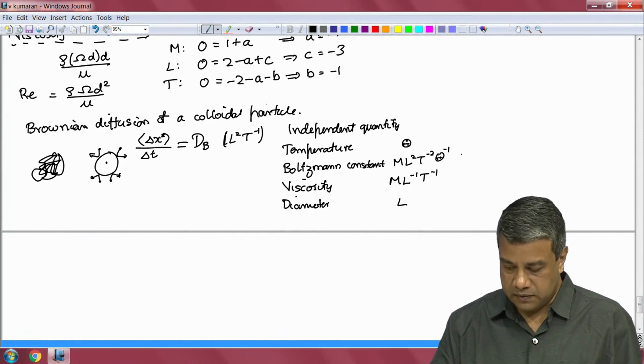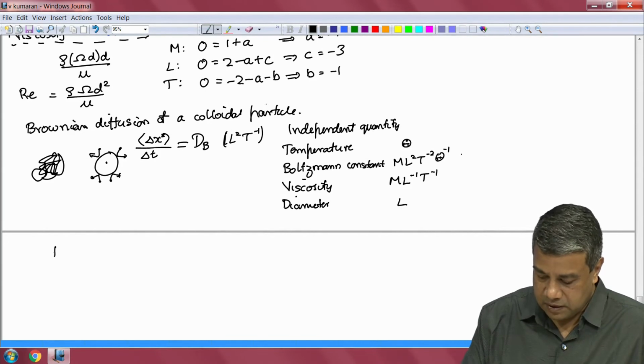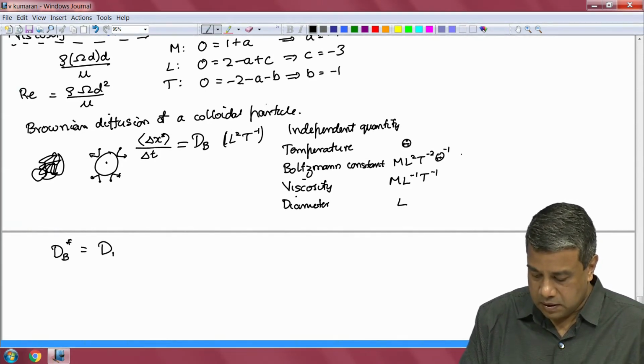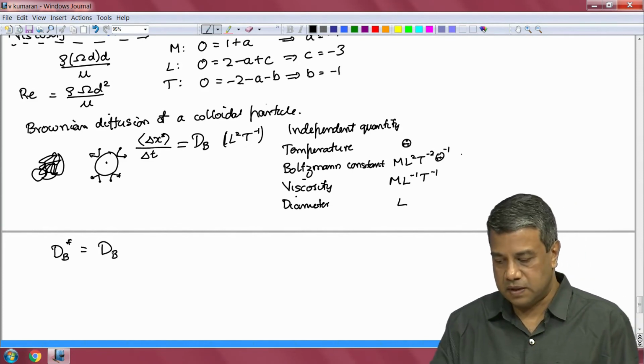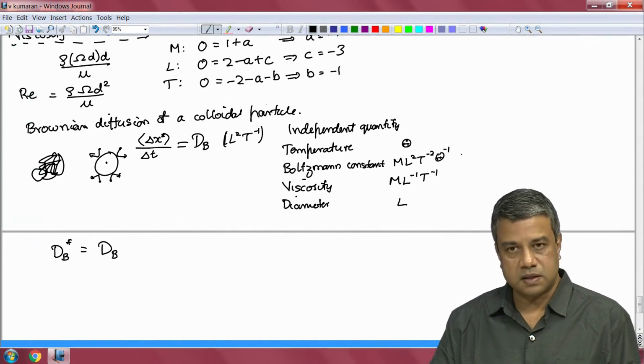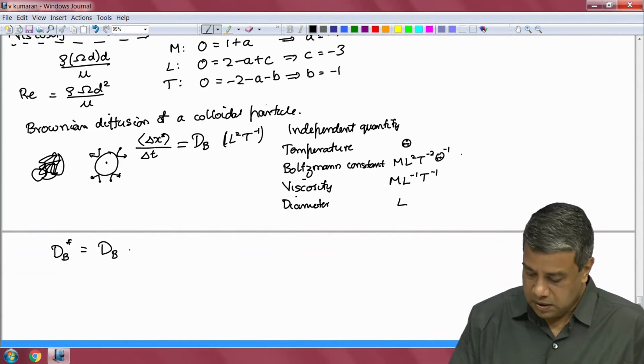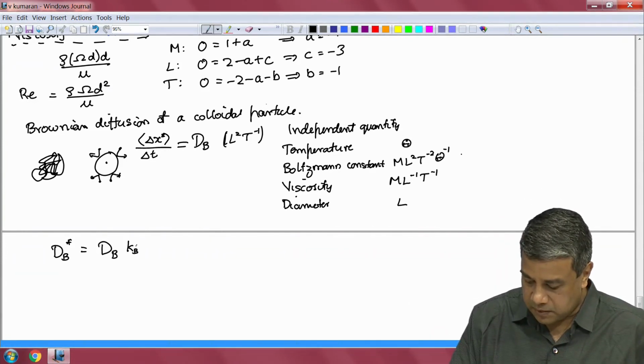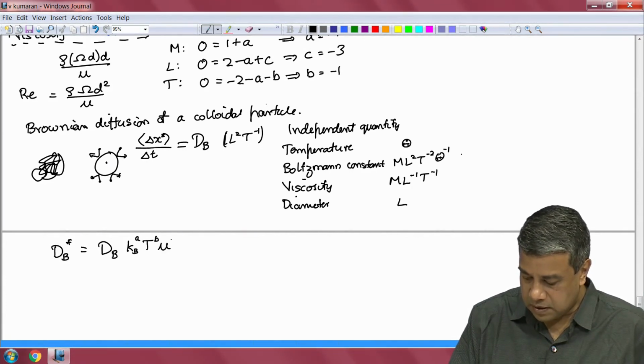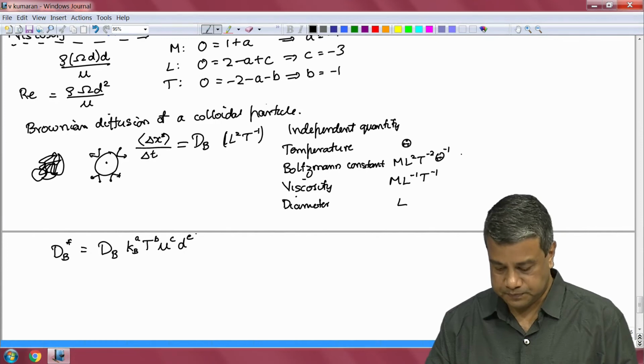Therefore, the dimensionless group that I will have, the scaled Brownian diffusion coefficient, has to be the Brownian diffusion coefficient, to the first power because that is the dependent dimensionless group. I will have the Boltzmann constant to the power A, the temperature to the power B, the viscosity to the power C and the diameter to the power E, in this case.